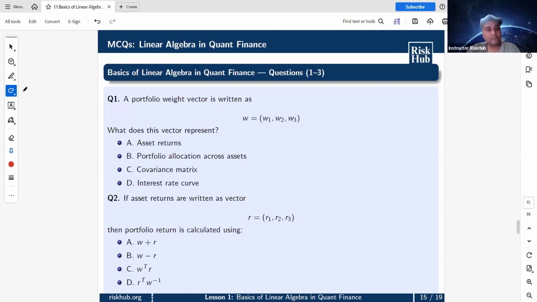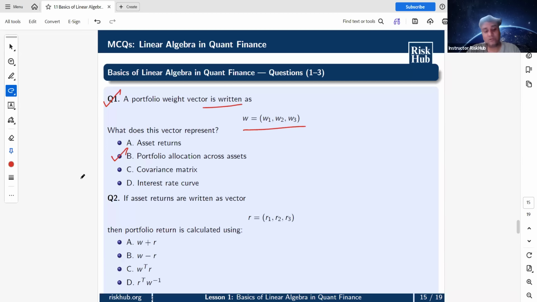Okay, then once we have seen that, we go into the next part. The portfolio weight vector is written like this, right? These are checking your conceptual understanding. What does this vector represent? The correct answer here is B, portfolio allocation across your assets. Why? Because when W is equal to W1, W2, W3 in brackets, it represents your proportions invested. Portfolio management is fundamentally vector management. Large institutional portfolios are just gigantic weight vectors. For example, BlackRock or Bridgewater portfolios can be represented mathematically as massive vectors, right?